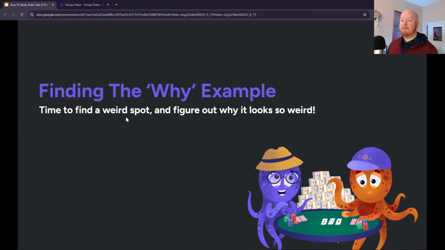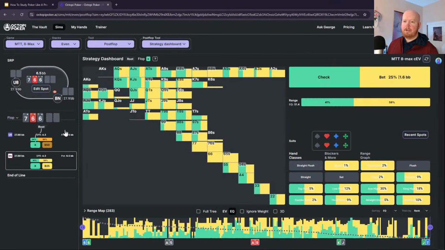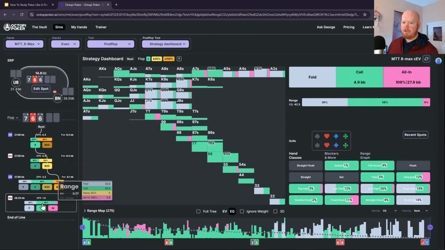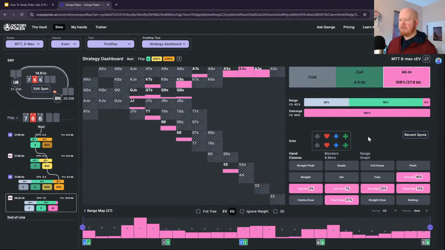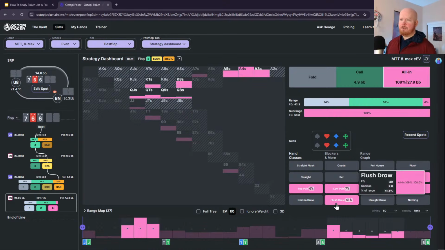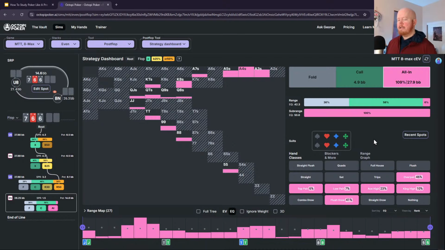And if we wanted to find a weird spot and figure out why it looks so weird, well, let's just focus on some different lines. Let's look at some unusual lines here. So let's say check, bet, raise. This is a good example, right? The button here is actually shoving all in on the flop against a check raise sometimes. The button is occasionally shoving some hands in this spot, which in this case is mostly an overpair, so eights through jacks, and then a flush draw a lot of the time. That's by far the bulk of the shoving range here, overpairs and flush draws.